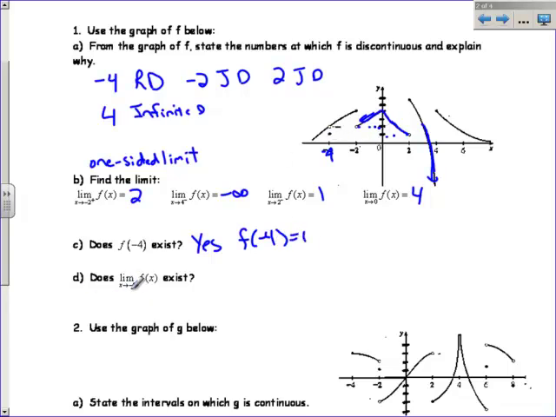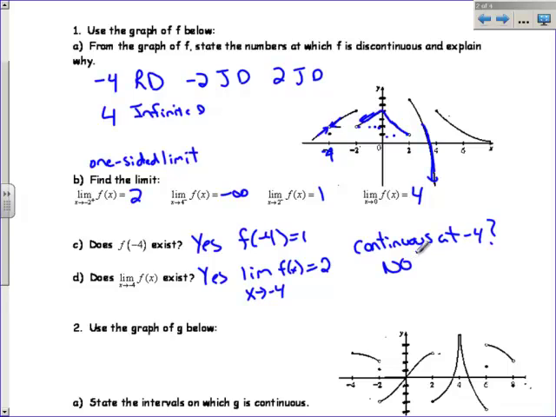Does the limit as x approaches -4 of f of x exist? Well, here's -4. The limit is to the left and to the right. So from the left and from the right, are we approaching the same value? Yes, we are. And as a matter of fact, I could tell you that the limit as x approaches -4 of f of x is equal to, what is that y value? Looks like it's 2. Another question that's not asked here is: is the function continuous at -4? And that answer is no. And why is that answer no? Because this value does not match that value.